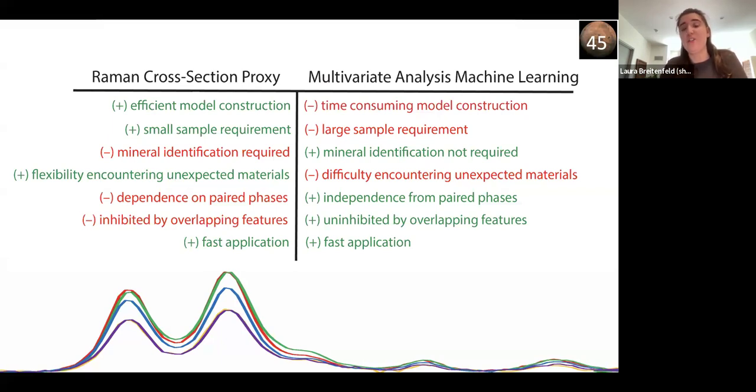Downsides of the Raman cross-section proxy method is that there is more of a dependence on paired phases, so which minerals are paired when detected, and overlapping features can also inhibit the Raman cross-section proxy method. When it comes to actually applying these two techniques to data outside the model, they're both very fast applications.